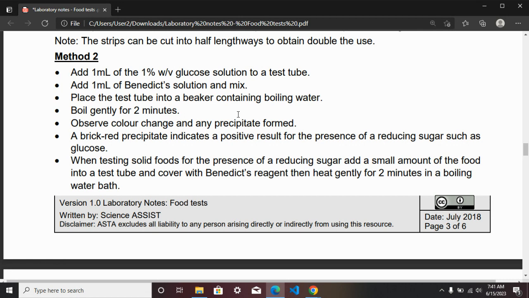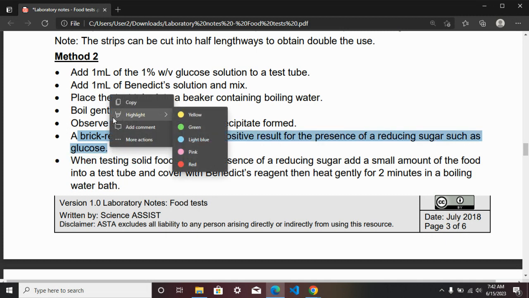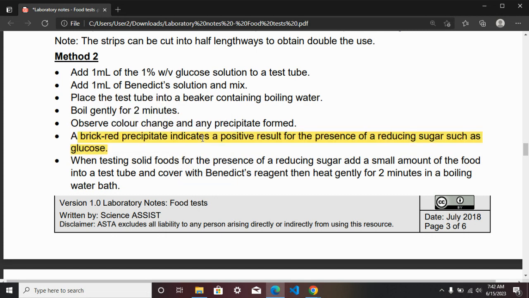Then we take a test tube and put it inside the boiling water. So we will boil it gently for 2 minutes, and we'll observe the color change and the precipitate forming. A brick red precipitate, remember, will be formed. Brick red precipitate is that red which looks like those of bricks. So the brick red precipitate indicates a positive result. If we find the brick red precipitate, we will say that glucose is present in this solution.